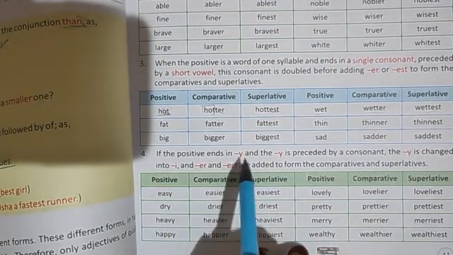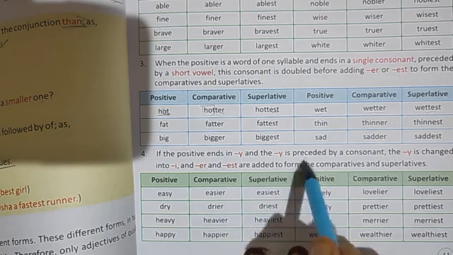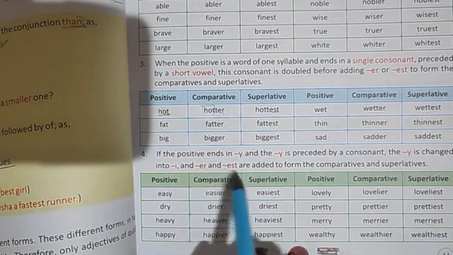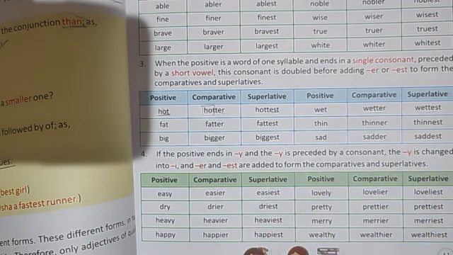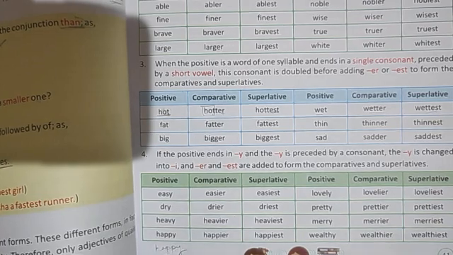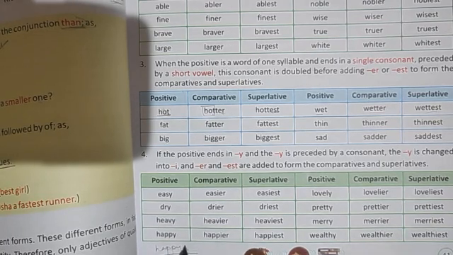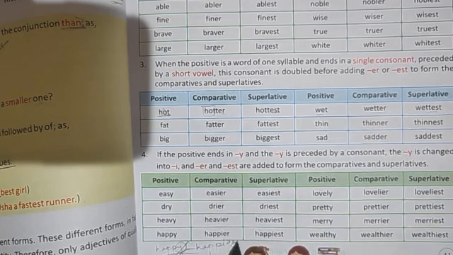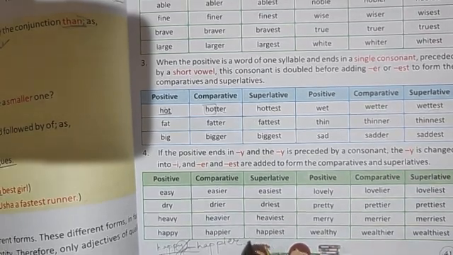Okay. Now see, rule number 4. If the positive ends in y, and the y is preceded by a consonant, y is changed into i, and er, est are added to form the comparatives and superlatives. For example, happy, ending with y, also has a consonant before it, p. So y will be removed, it will be transformed into i, and er will be added. So we get happier, happiest.